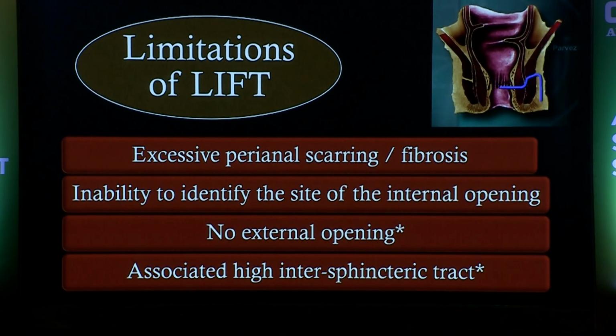Limitations: if there's extensive scarring around the anus, then you may not be able to identify that tract. If you don't know where the internal opening is, you don't know where to place your incision. If there is no external opening, you need to create one. Those are not relative contraindications, but they may be difficult.